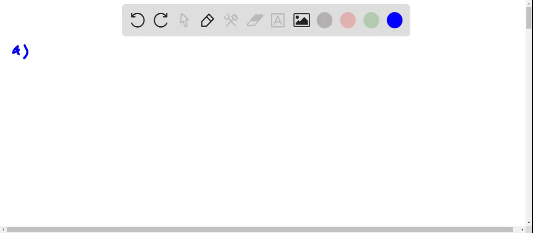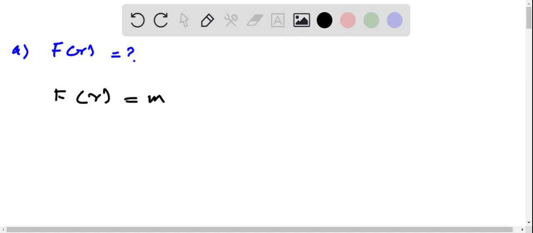In the first part of this problem, we are going to find the relationship for the force on the object in the hypothetical hole. So we need to calculate F(r). The force on the object of mass m at a distance r from the center of the Earth in the hypothetical hole is written as F(r) equals mass times the acceleration, that is g(r).